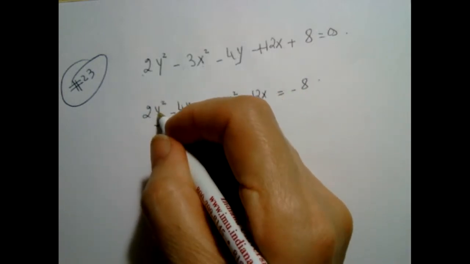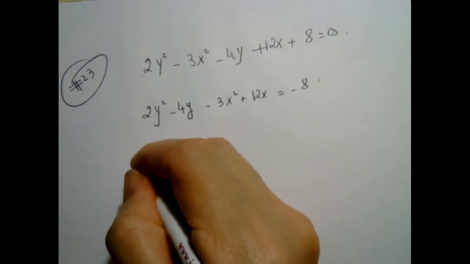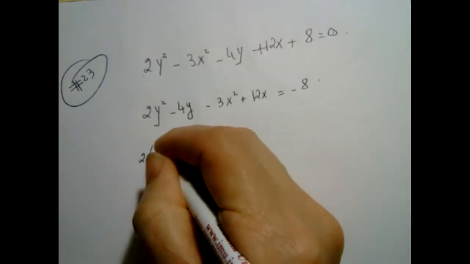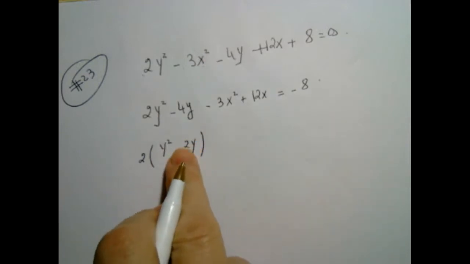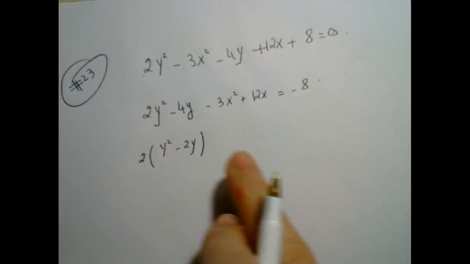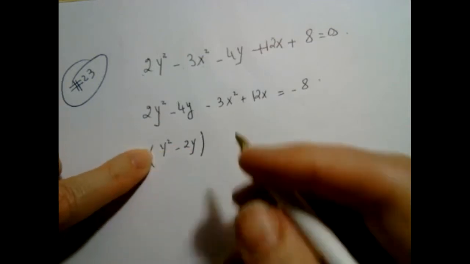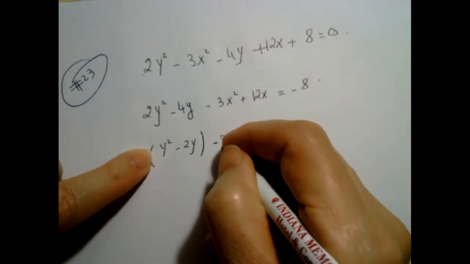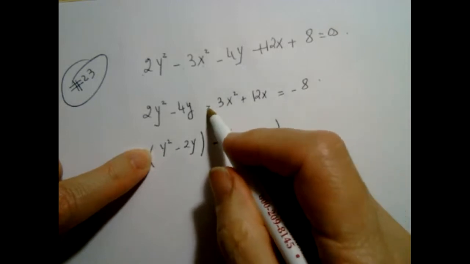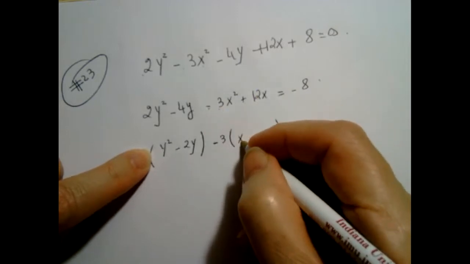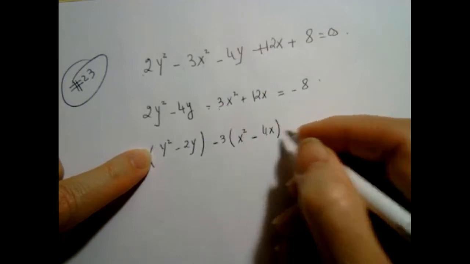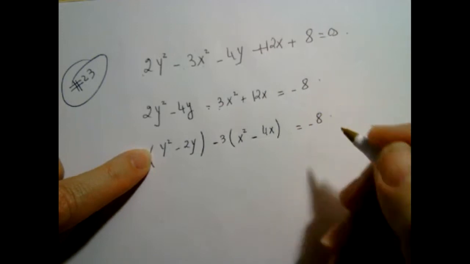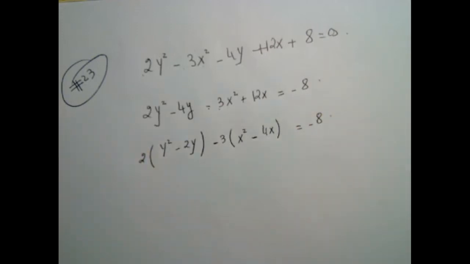Because the coefficient of y squared is not 1, it's 2, I first start by factoring it out. I'm going to factor it out so I can complete the square inside, because the algorithm only works when the coefficient of y squared is 1. Here, I need to factor out the minus 3. So I have to be very careful. Factor out the minus 3, I'm left with x squared minus 4x. This is equal to minus 8. Okay. Now I'm completing my square.